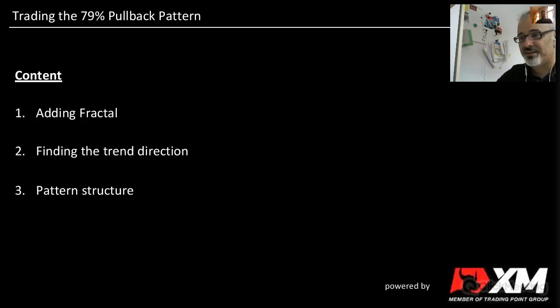Good. So what are the contents today? The contents will be, first, adding the fractals, second, finding the trend direction, and third, the pattern structure. For the information, this pullback pattern course is available on Tradimo. This is only a small part of the course. Let me check how many chapters this course has. 1, 2, 3, 4, 5 chapters. From these 5 chapters, we get only 2.